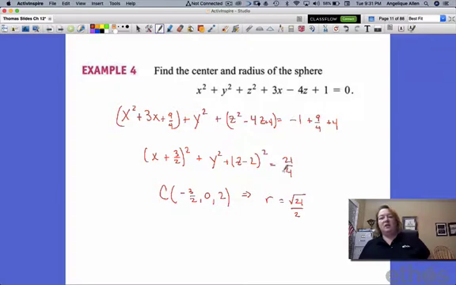Don't forget that this is the radius squared. So there's the length of our radius.